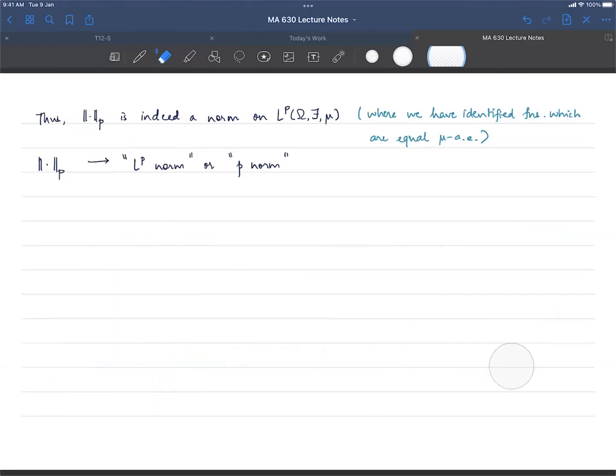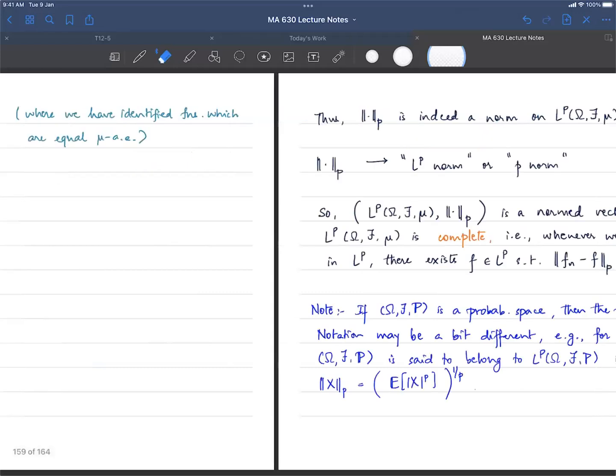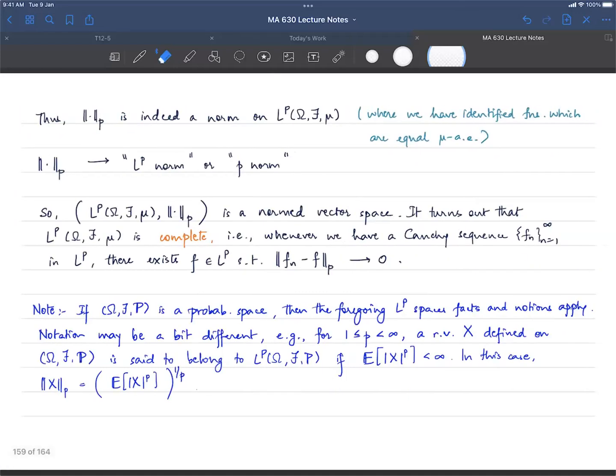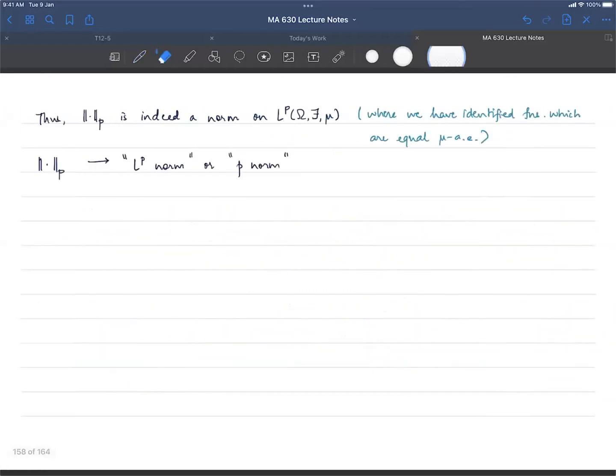Okay. And now I have another copy of the page, so I can safely do that. Okay. So now let me just remind you of a couple of things. So now the next question you can ask is, is the space L^p(Ω, F, μ) complete? So thus L^p(Ω, F, μ) together with this symbol is a normed vector space.